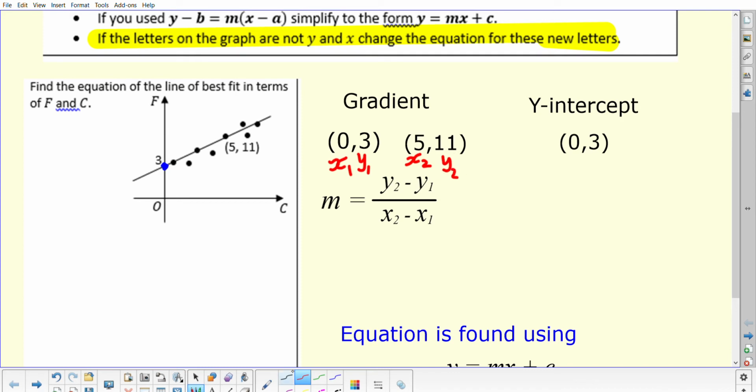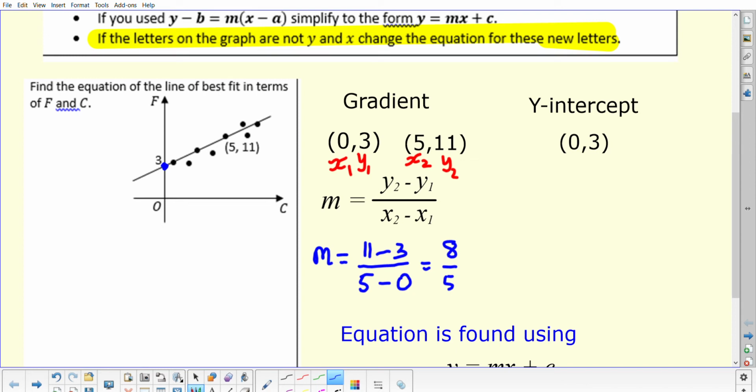Now I'm going to substitute into this formula, which means I'd be writing down that m is equal to 11 for my y2, take away y1 which is 3, and on the bottom I'm going to have x2 which is 5, take away x1 which is 0. So I'm going to have 8 over 5, and there's nothing else I can do with that. I can't really simplify it. So that will be my gradient value.